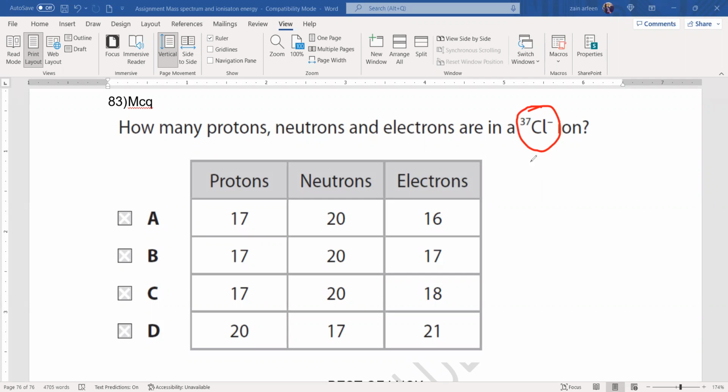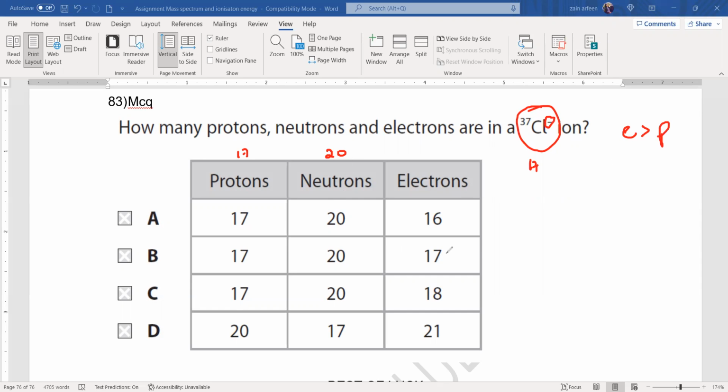Then to get the number of neutrons, we take a difference. So it will be 37 minus 17, which is 20. So there should be 20. So options A, B, and C all have the same number of protons. But what about electrons? It's a negatively charged ion. A negatively charged ion means it has more electrons than protons, so the number of electrons should be more than the number of protons.